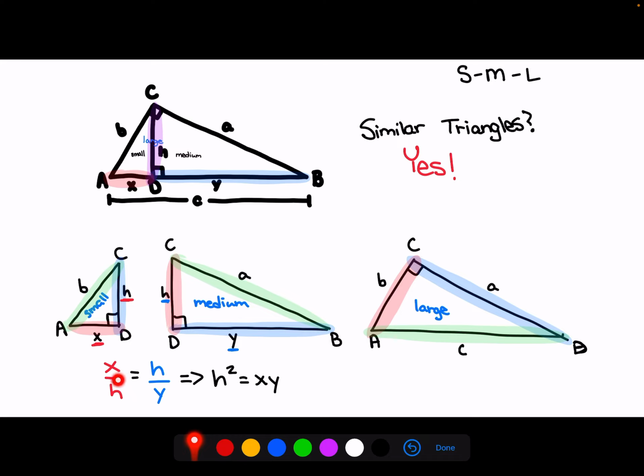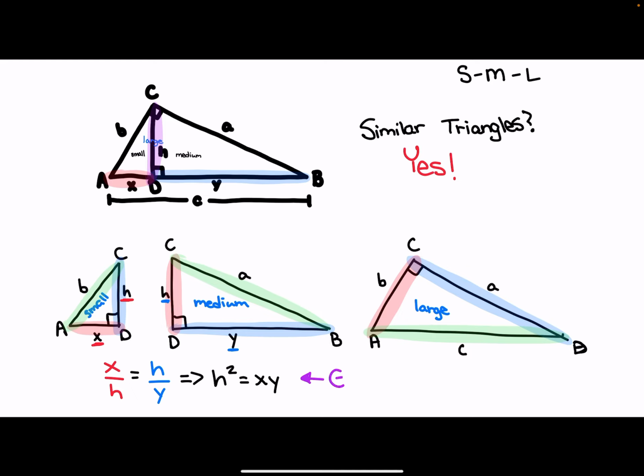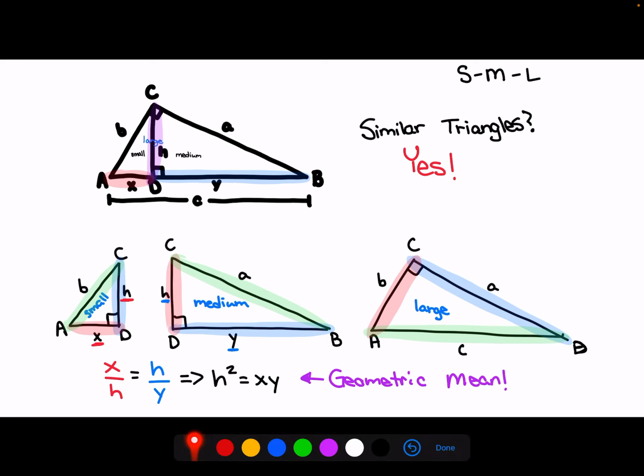Now, the interesting thing here is that we get a geometric mean. And when you're dealing with altitude on hypotenuse, you should always get a geometric mean, and that will be telling you you're doing it correctly. So again, be looking for the geometric mean each time. And keep in mind, there are three different triangles here, very important for that as well.